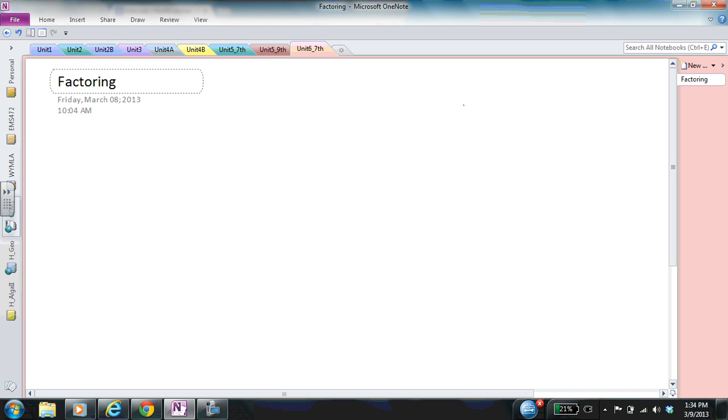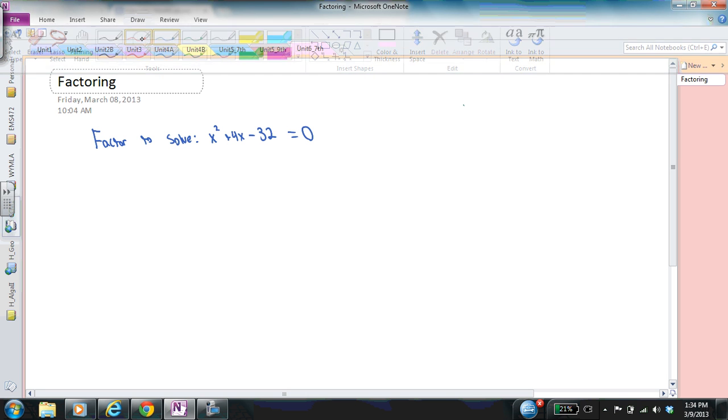So let's look at an example, and let's say that our instructions are to factor to solve this equation. X squared plus 4x minus 32 equals 0. We want to solve that equation by factoring. So we need to remember the steps to factoring.